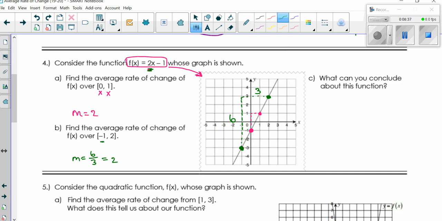So what can you conclude about this function? It's linear, which we already know because of how it was written, mx plus b. But we're going to say it's linear, which means there is a constant rate of change. Okay, and this is all things that we should know from Math 1. Okay, so that's just kind of trying to summarize that.